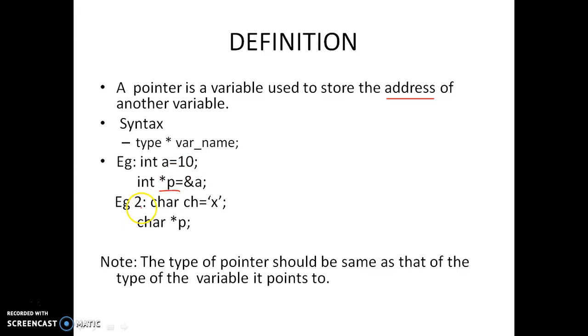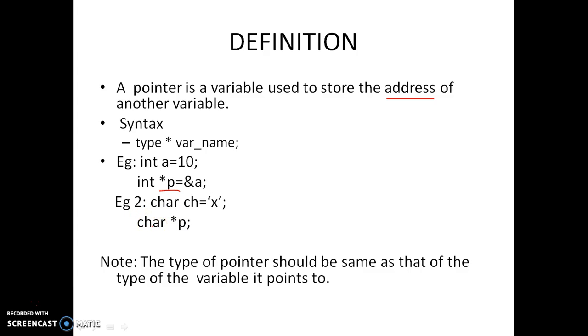Before going to the second example, you have to note a thing. The type of pointer should be the same as the type of the variable it points to. In the first example, pointer p is pointing to a variable a which is of type integer, and hence the data type of pointer p also should be integer. In the second example, the pointer p is intended to point to a variable ch which is of type character, and hence the type of p also should be character. I hope it is clear for you.